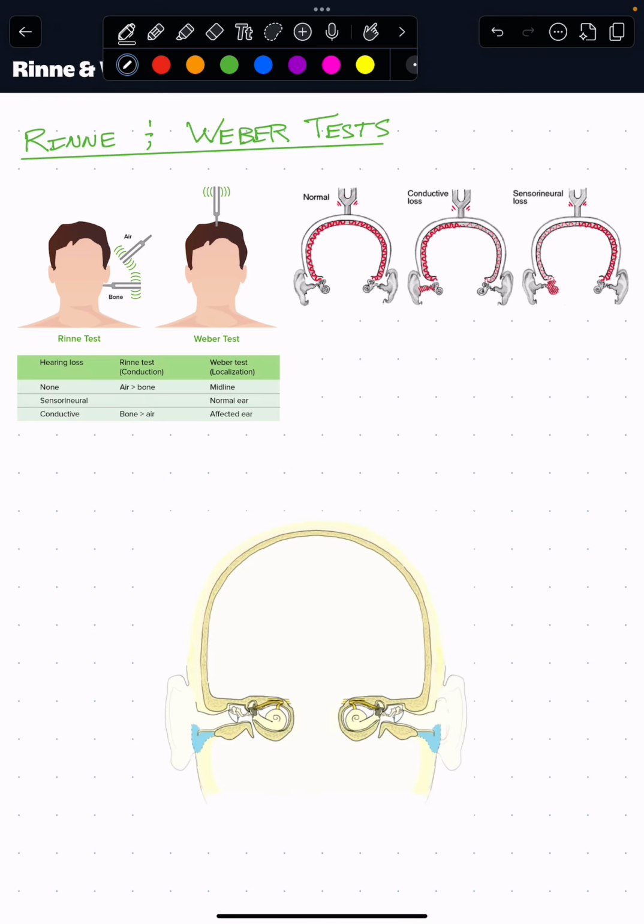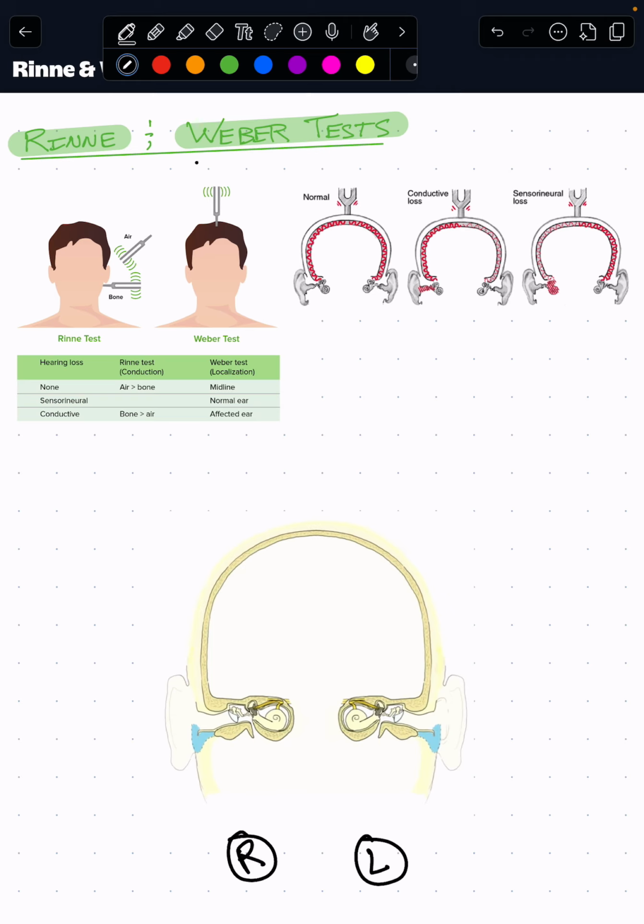All right. I am going to try my absolute best to explain the Rinne and Weber tests here. Okay, so with that being said, this guy is going to be our patient. And I'm going to pretend like we're looking at him. So this is the left side and this is their right side.